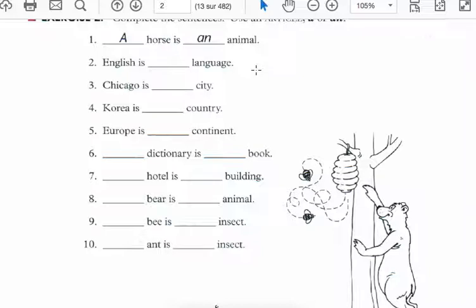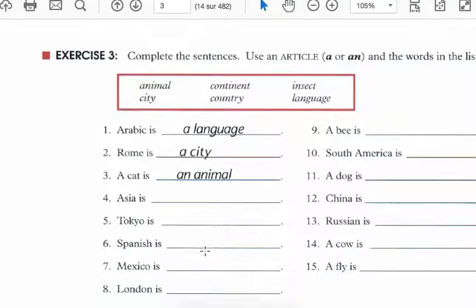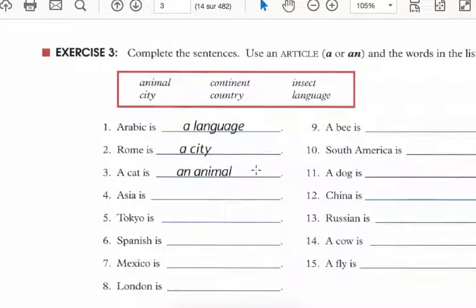A bear, not a beer, a bear is an animal. A bee is an insect. An ant, A-N, is an insect. Okay, so let's keep this one. Now we need to do the same. We need to add animal, city, continent, country, insect, language. Arabic is a language. Rome is a city. A cat is an animal. Asia is a continent. Tokyo is a city. Spanish is a language. Mexico is a country. London is a city. A bee is an insect.